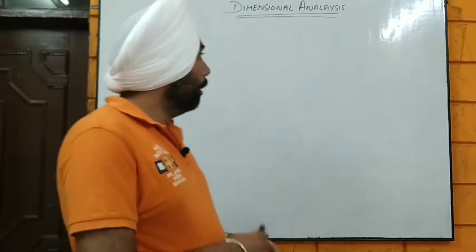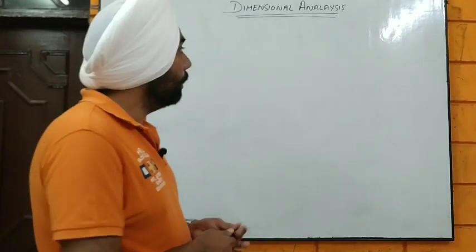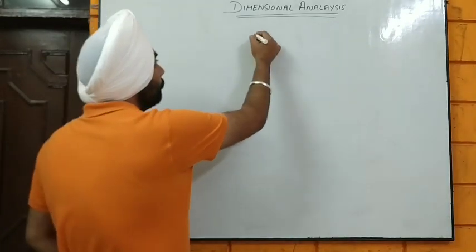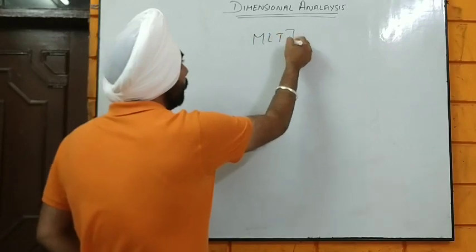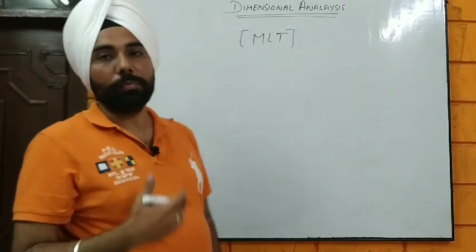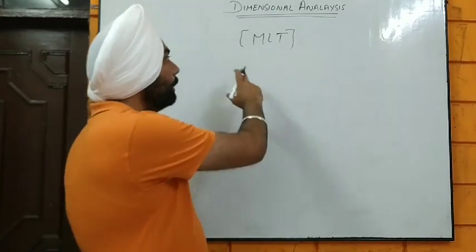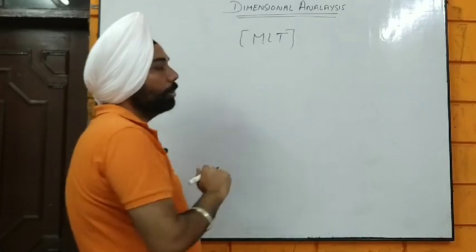Now first of all, what is a dimensional formula? We have already done it in the first part. The dimensional formula of any physical quantity is obtained by converting it into the fundamental physical quantities, which are mass, length and time, which we learned in the first video.